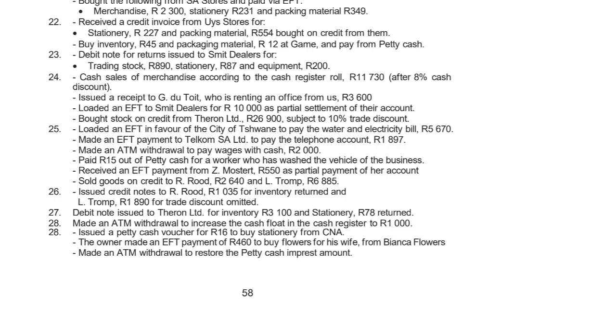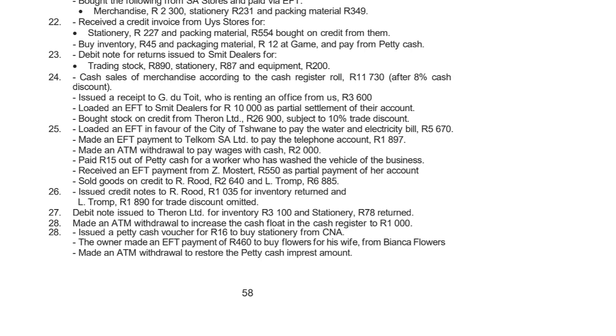Received an EFT payment from Z Mustard, 550, as partial payment of her account. Sold goods on credit to Rua, 2640, and Trump, 6885, on the 26th. Issued credit notes to Ruat for inventory return and Trump, 1,890, for trade discount omitted.